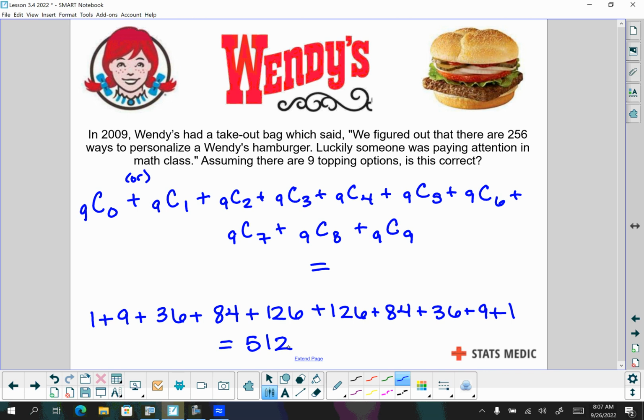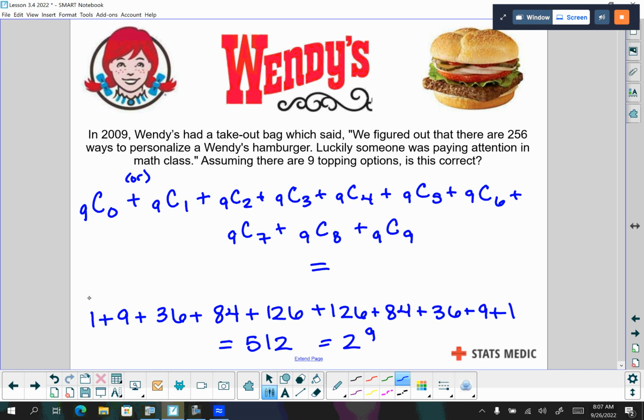Okay, interesting couple things. Our book really doesn't get into this, but this is equal to 2 to the 9th power, and 9 comes from the number of toppings that I chose. That's going to be a common pattern. If you're adding up all of the combinations for a certain number n, it's just actually going to end up being 2 to the n power.